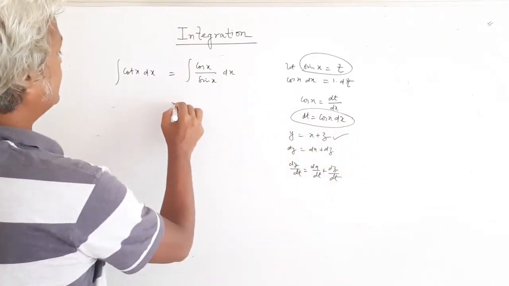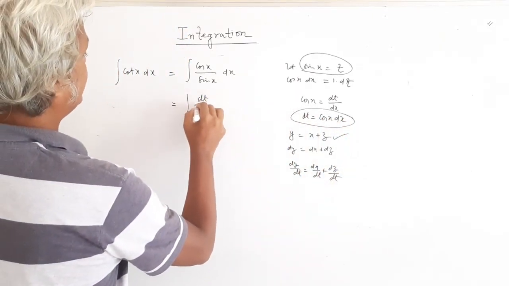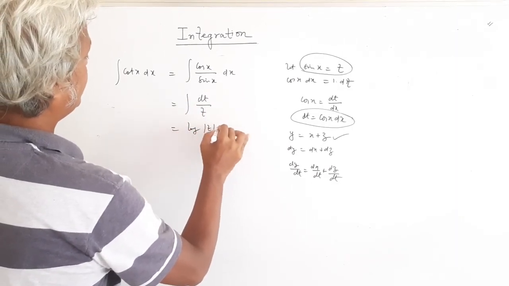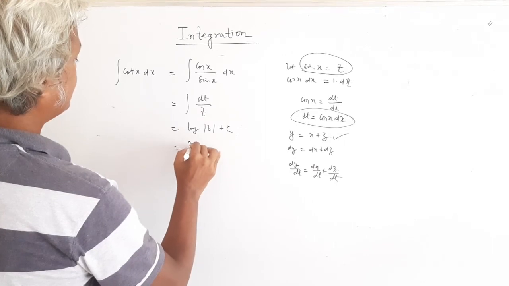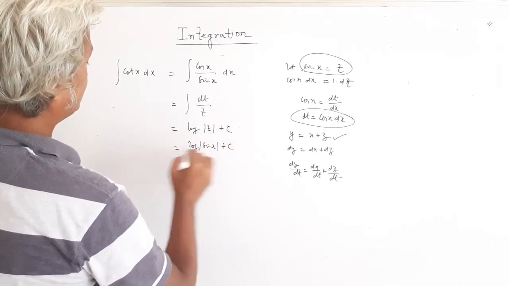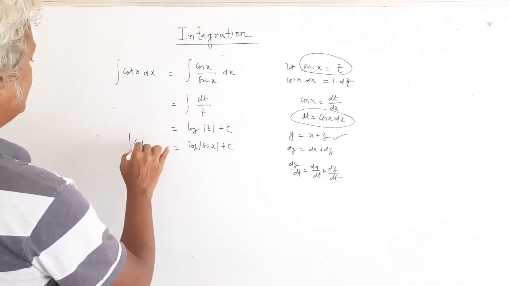dx as dt. So this becomes dt upon t, so it is log mod t plus c, and that is log mod sin x plus c, and this is the formula.